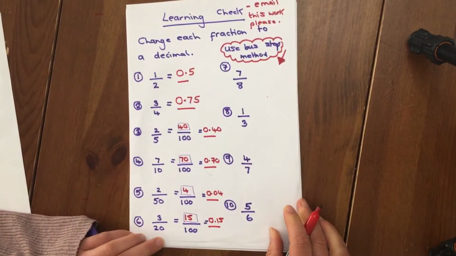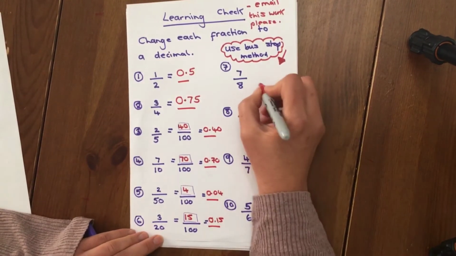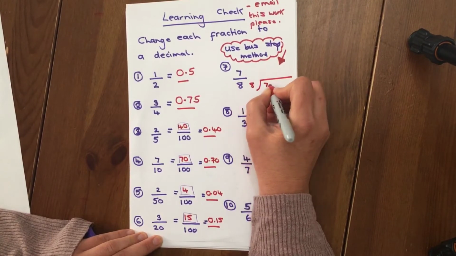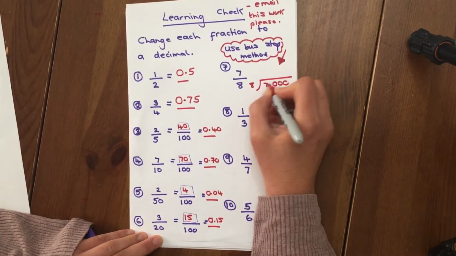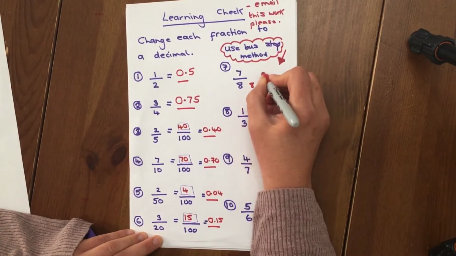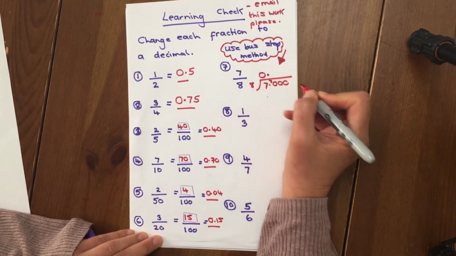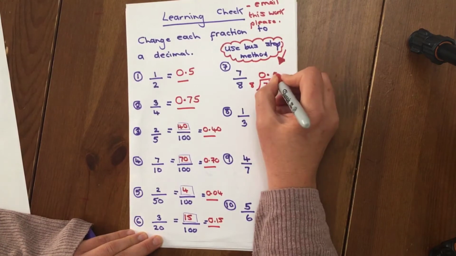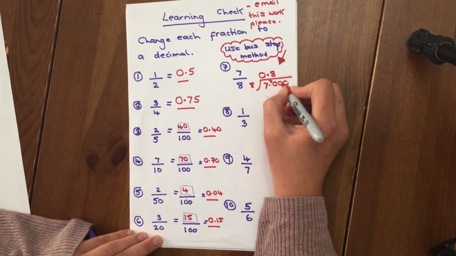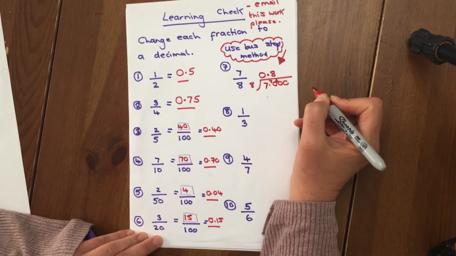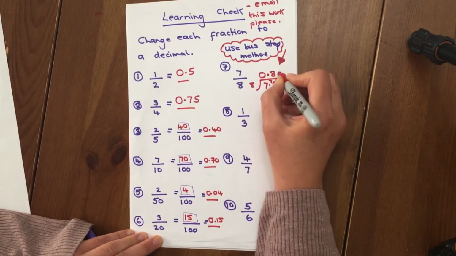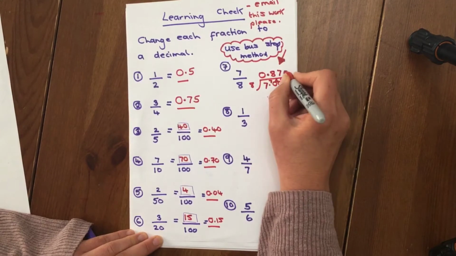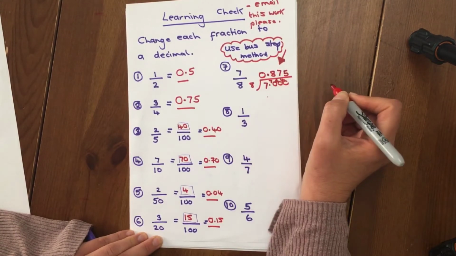Okay, question 7 is using the bus stop method. 7 inside the bus stop, 8 on the outside. 8 into 7 doesn't go, carry the 7. 8 into 70, 8 times 8 is 64 with 6 left over. 8 into 60, 7 eights are 56 with 4 left over, and 5 times 8 is 40.